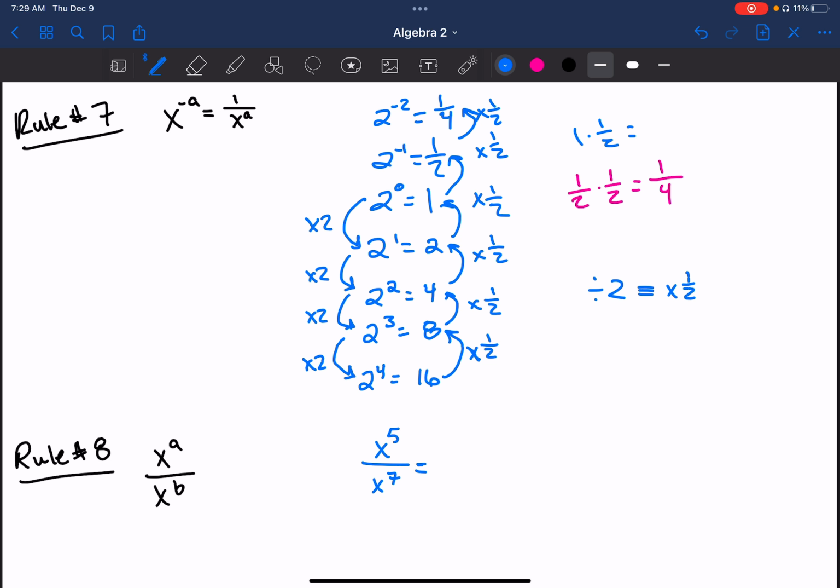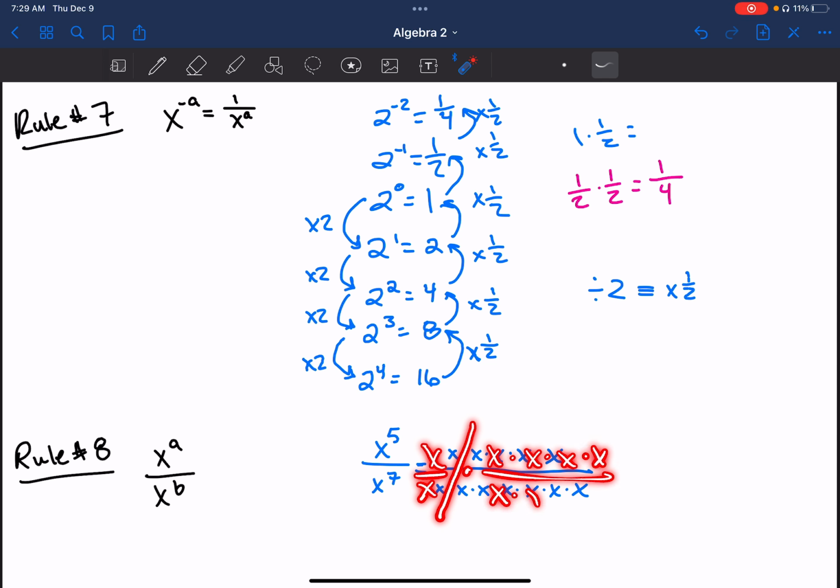There's a few different ways of going about this. I'm going to think about it, in my opinion, the more fun way. Let's expand this out. We have x times x times x times x times x divided by x times x times x times x times x times x times x. So what we want to think about is, if we have a fraction, we can break it up. So we could have two fractions here: x divided by x times x times x times x times x over 6 x's. Like this. We could do that.